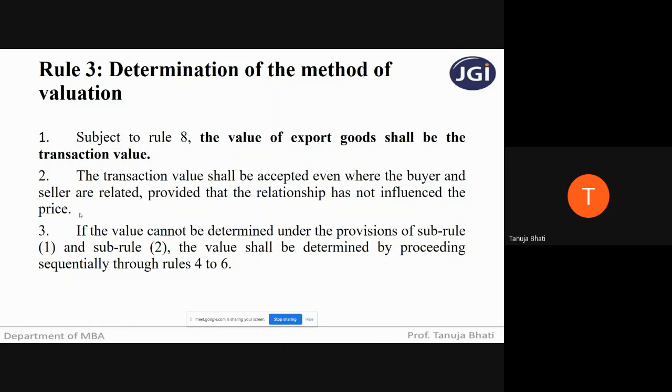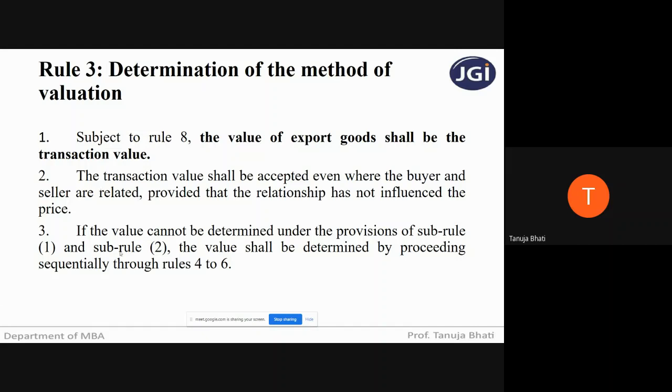But the important point here is that whatever price they are transacting at, that price should not be influenced. It should be the same price as the seller would give to an unknown buyer. Related means he's a known buyer. If the seller charges the known buyer the same price he's charging an unknown buyer, then the transaction value can be accepted even if the seller and buyer are related. So that relation should not have any impact on the price. That is what is mentioned in rule number 3.